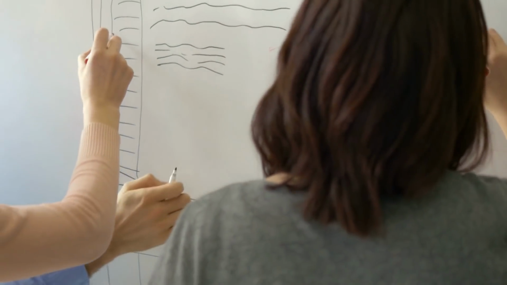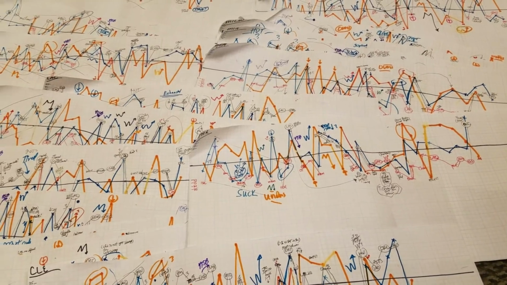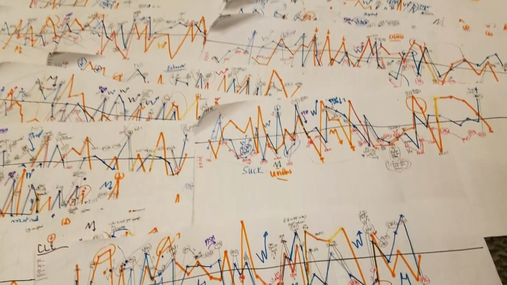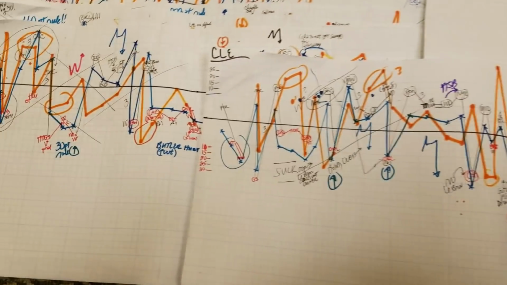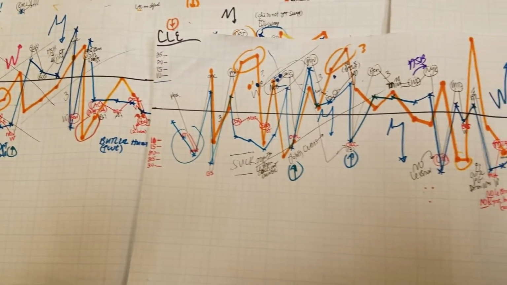What you're seeing on the screen right now is the actual pattern chart that I created and update every single day to help me predict the outcomes of future games. By hand, I create these charts for every single team in the league and update them all at the end of each day with the latest results.